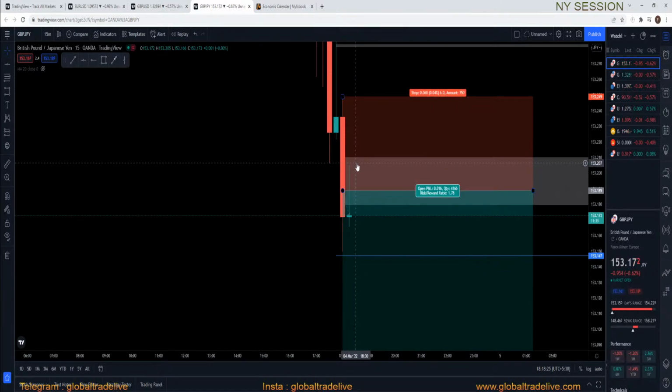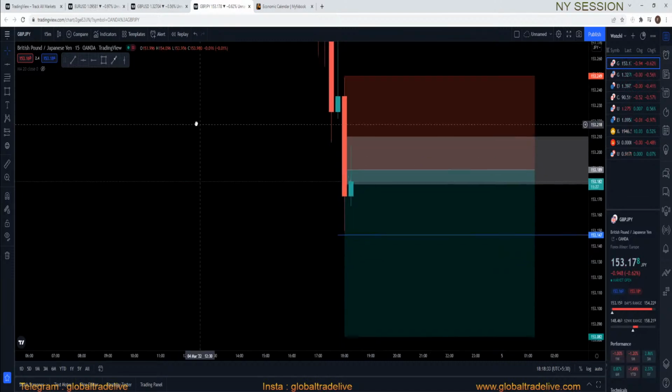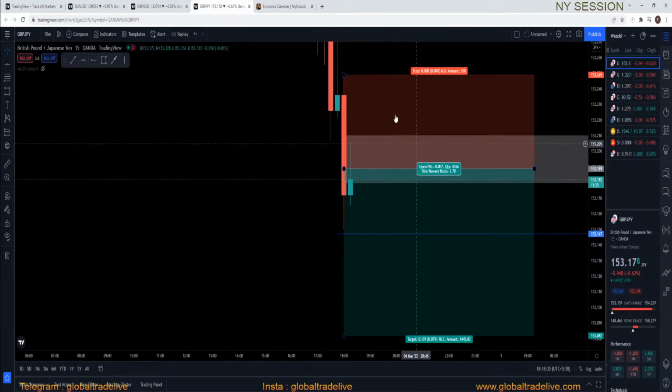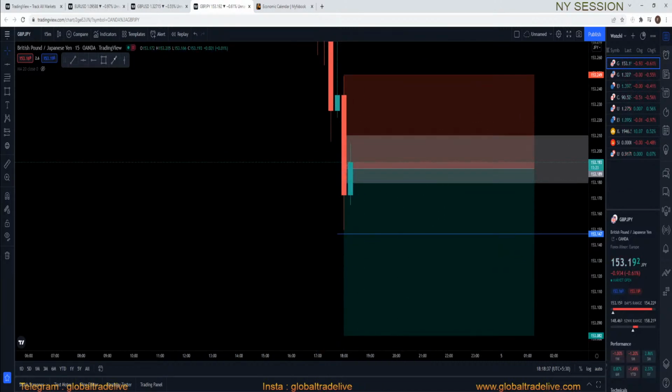If it breaks its own high, then that's the point where I will be closing my other half position from my running trade over here, right? So let's see if it breaks its own high or what it does. Depending upon that, I'm gonna manage my risk. So it's going up again.